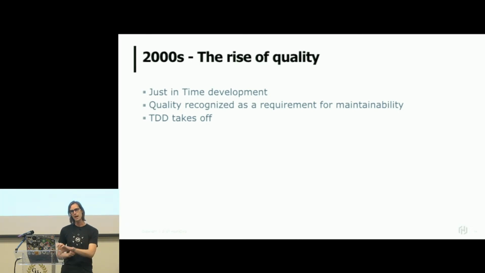And TDD's back on the scene again, because when you've got this kind of churn that an agile environment is imposing on you, you've got to have trust in your code. And code quality became a really big deal.